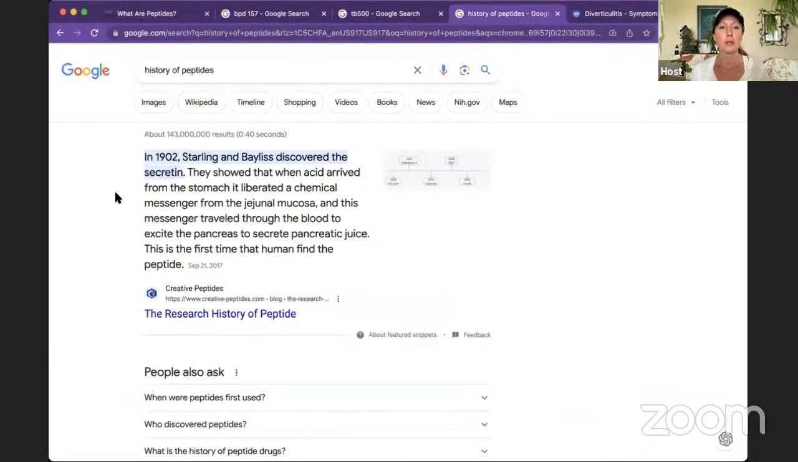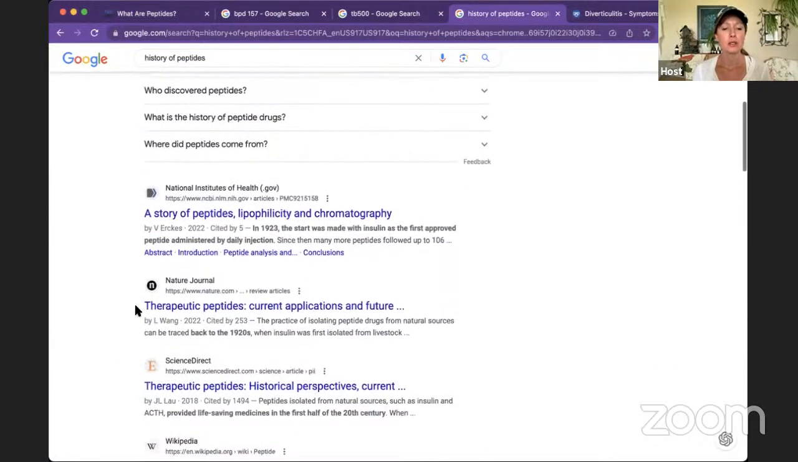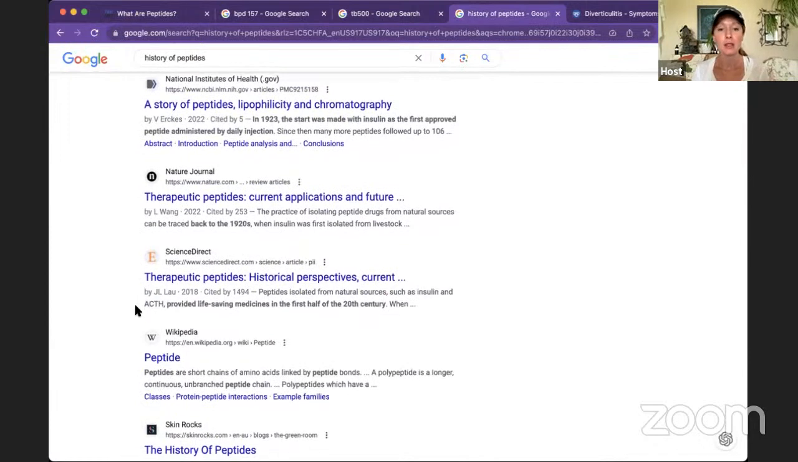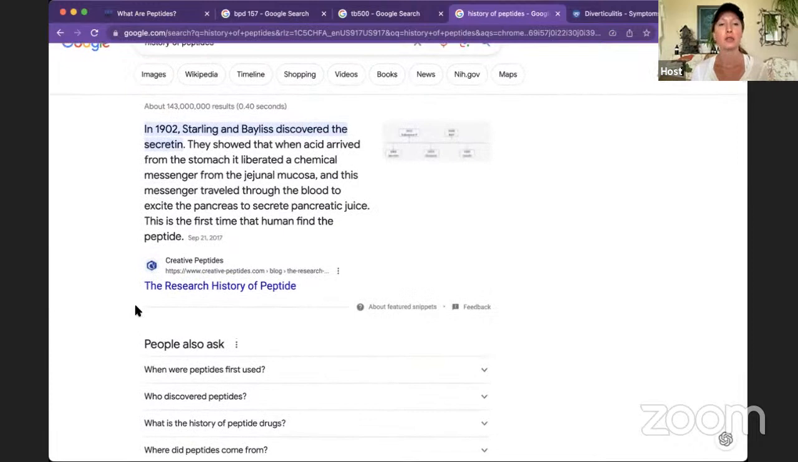So what is the history of peptides? Where do they come from? Well, Creative Peptides, and I like to use multiple sources because Creative Peptides, I'm assuming, might sell peptides, and there are some institutes that may or may not have great definitions. I typically like to use multiple sources when I'm looking.